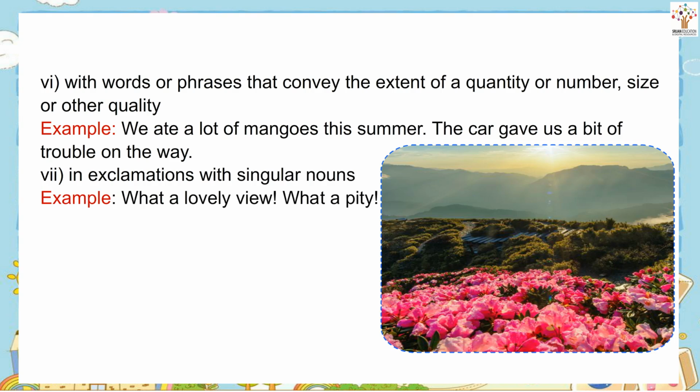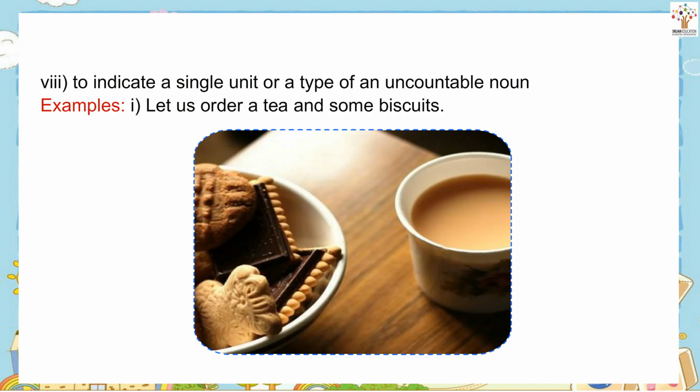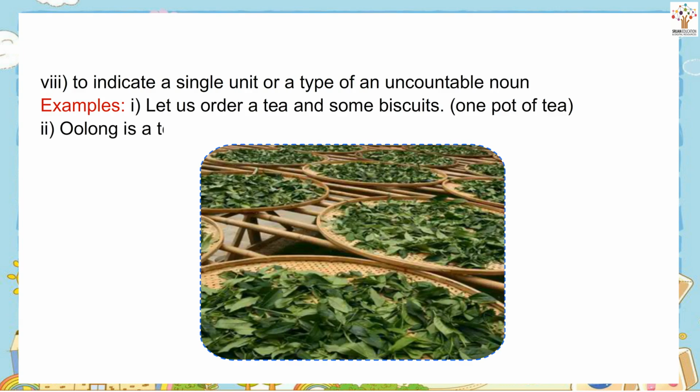What a pity! To indicate a single unit or a type of an uncountable noun. Examples: let us order a tea and some biscuits, 1 pot of tea. Oolong is a tea that is lightly fermented, a type of tea.